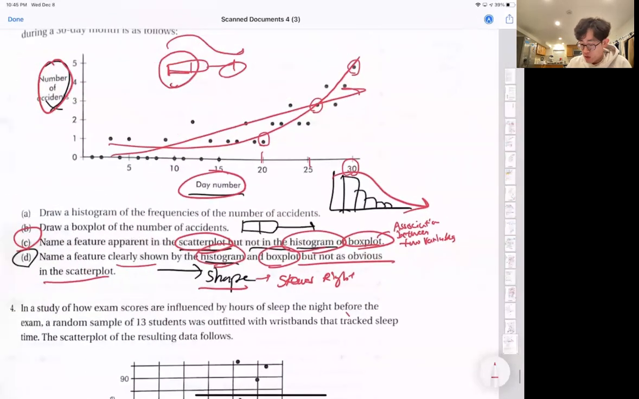I really don't agree with the linear idea for part C there, but you can just say from the scatter plot, you can see the association or some degree of relationship between 2 variables, but you can't tell that from histogram or box plots. And part D, shape, skewed to the right. You can't tell that from looking at this.